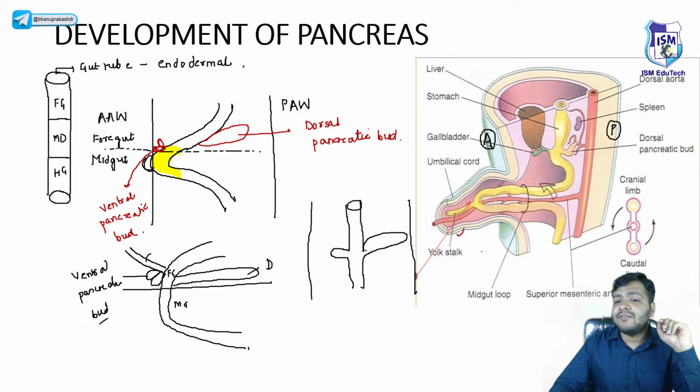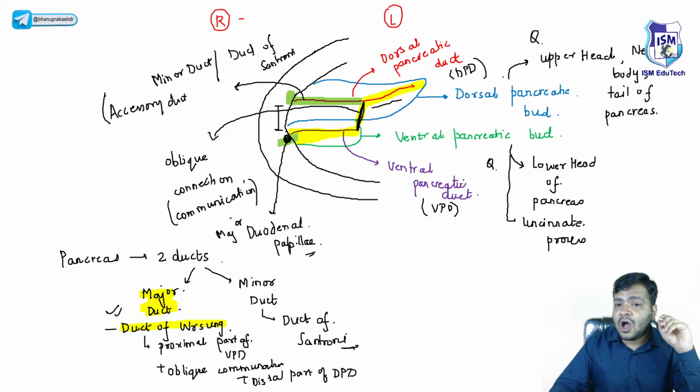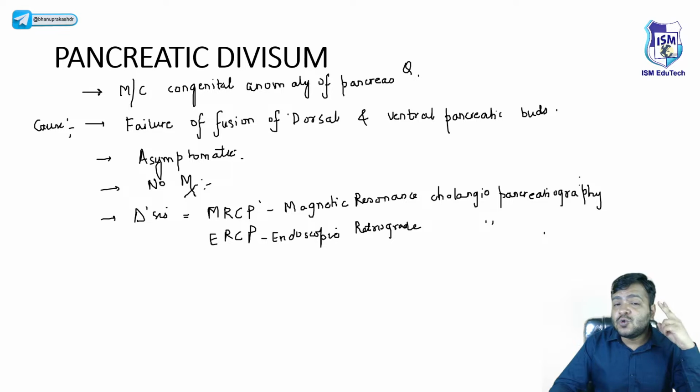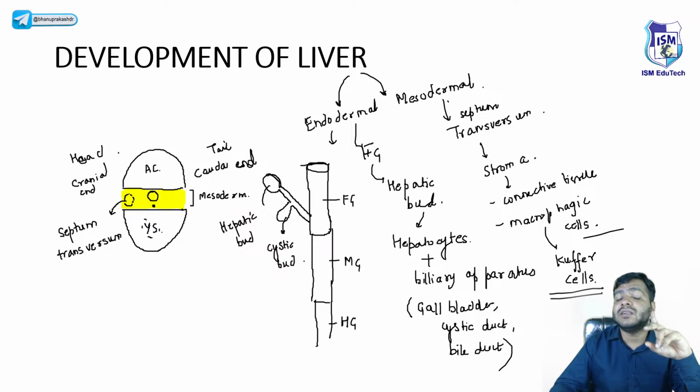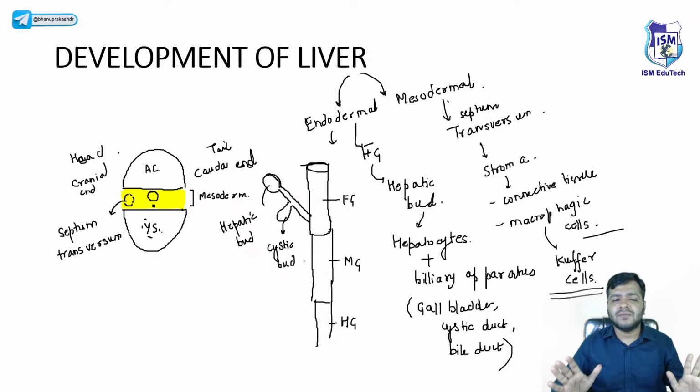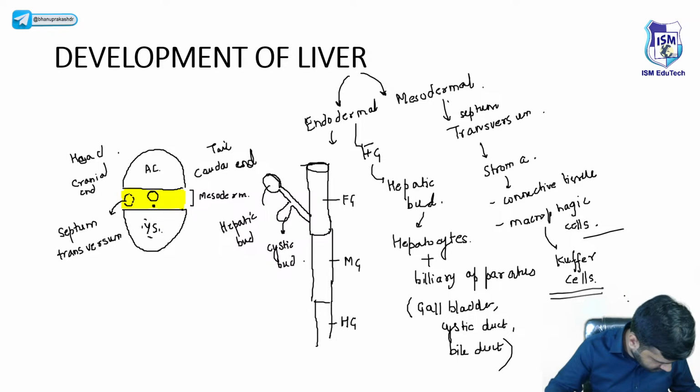After that, I have discussed the development of the pancreas and how the different structures of the pancreas are formed, the ducts of the pancreas, and the two congenital anomalies that are very important from the surgery point of view, the pancreatic divisum and the annular pancreas. I've discussed the clinical features and the management, along with the investigation of choice. And in the liver, we have seen which part will give rise to which part. I hope it's clear to every one of you.